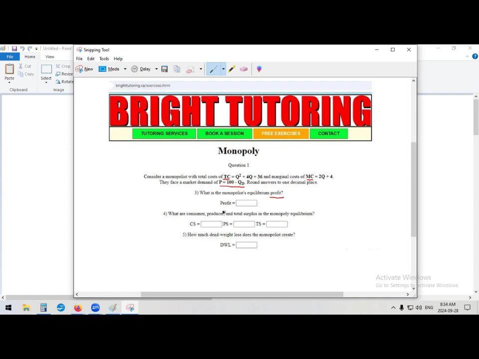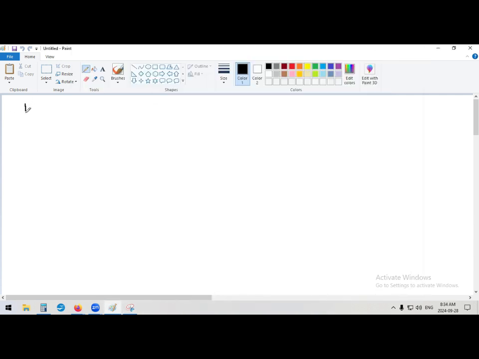And then once we have that, we have to find what happens in the market in terms of the gains from trade for consumer, producer, and total surplus, and then the deadweight loss created by the monopolist. So let's start off these questions by graphing out what we have here. So we have market quantity Q, market price P, and we know the demand curve starts at 100 and decreases from there.